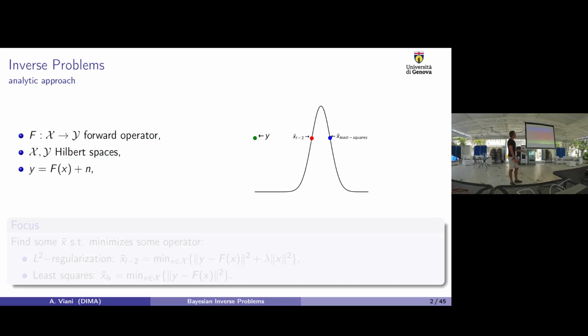And of course, in the analytical approach, that is the most common one and the widely used, okay, so it's useless the microphone.